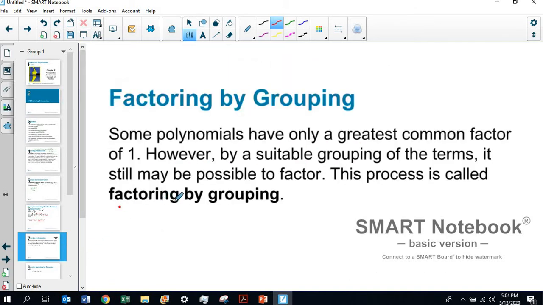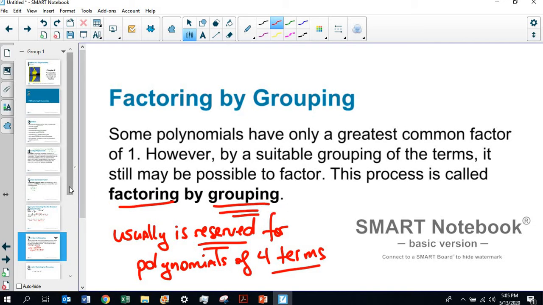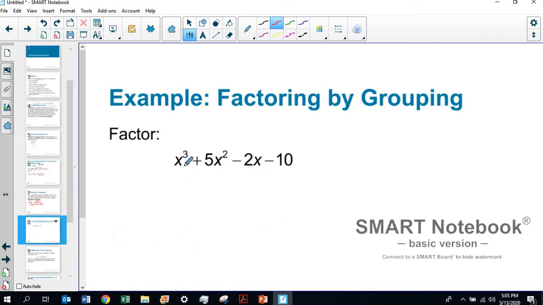So now we're going to do factoring by grouping. Factoring by grouping usually, not always, but usually is reserved for polynomials with 4 terms. If you have 3 terms, you can break them up and make them 4 terms, but factoring by grouping doesn't work if you don't have more than one group. And so an example of what that looks like is x cubed plus 5x squared minus 2x minus 10.